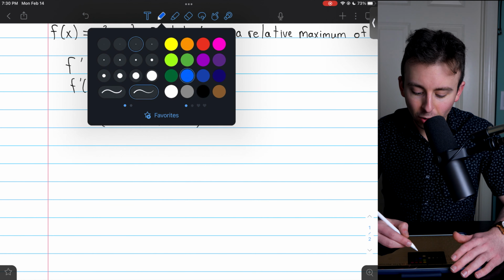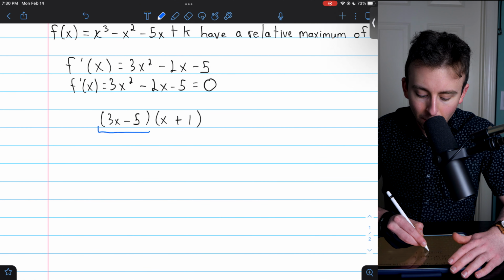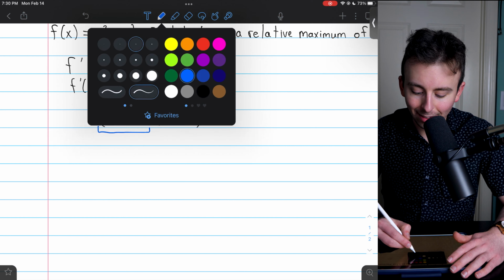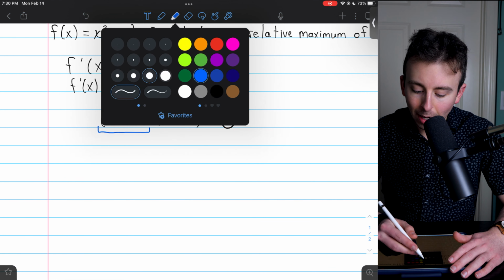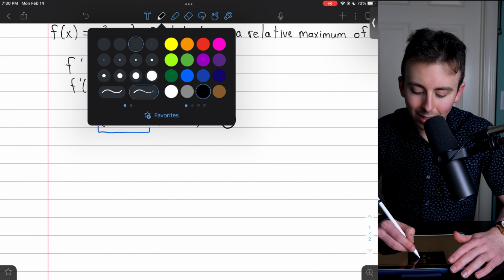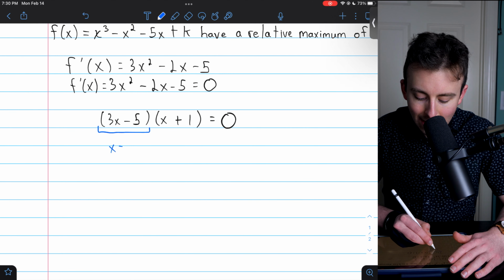Well, let's just go ahead and change colors. This factor over here, 3x minus 5, I should write that, this has to equal 0. 3x minus 5 equaling 0 would tell us that x has to equal 5/3.